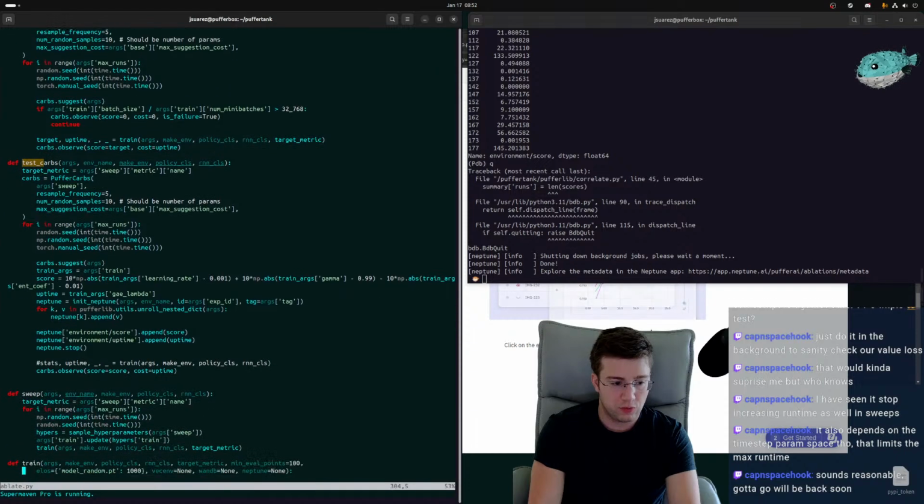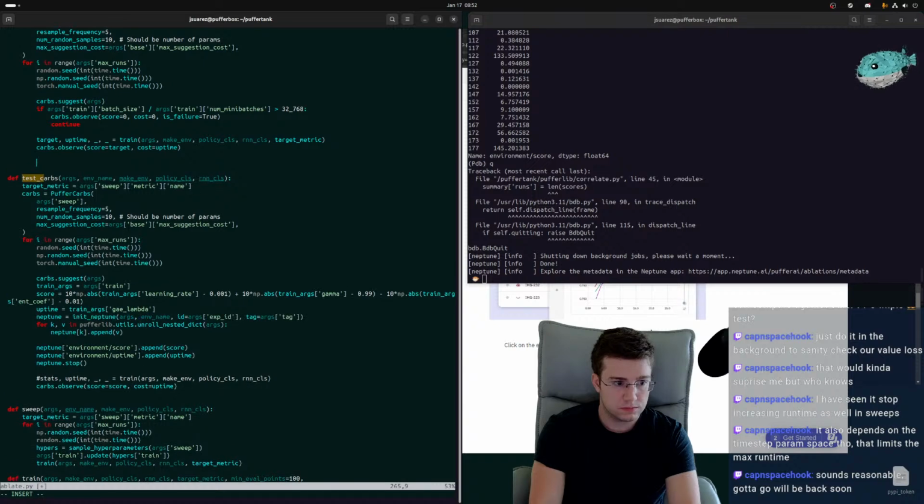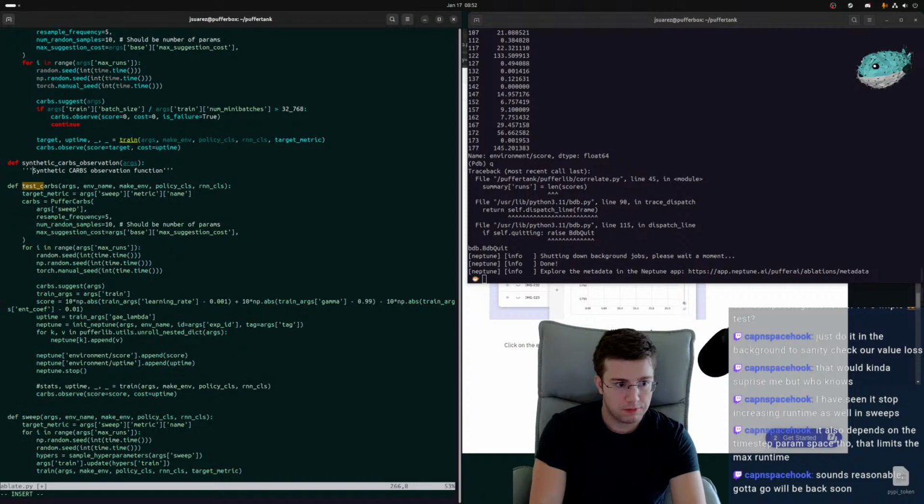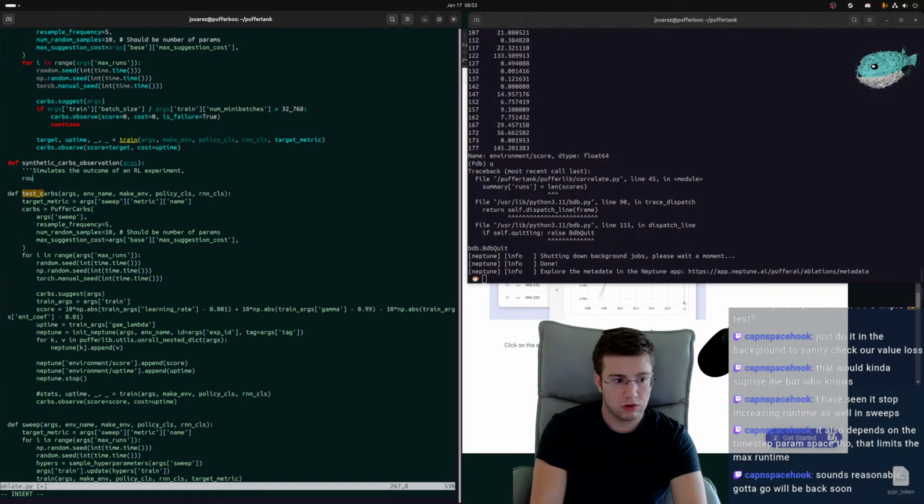Okay, so this is what we had before. So we're going to do a synthetic carbs that simulates, out of an RL experiment, roughly scaling.